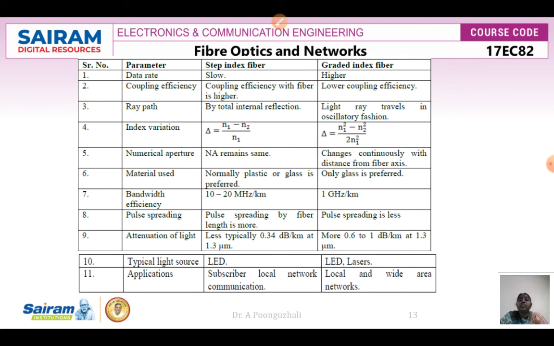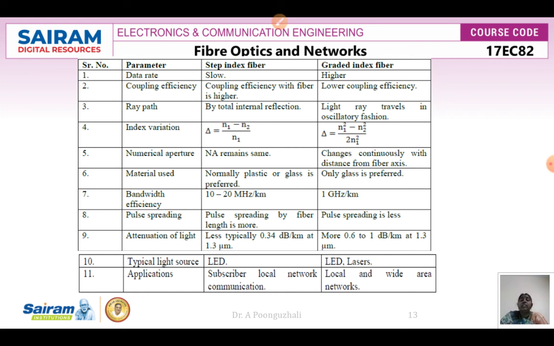The ray path in step index fiber is a total internal reflection process, but in graded index fiber it is going to travel in an oscillatory fashion, because the waves are going to be bent. The index variation Δ is (n1 − n2)/n1 for step index, but in graded index fiber it is (n1² − n2²)/2n1². Numerical aperture for step index fiber is going to remain the same, but in graded index fiber it is going to change continuously with respect to the distance from the fiber axis.